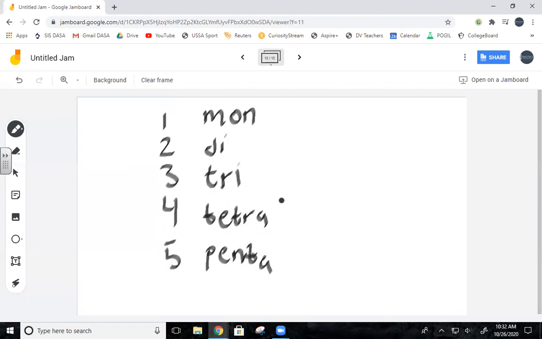Why is it called tetra? Like a tetrahedron. Yeah. Tetrahedron? I don't know. Okay.